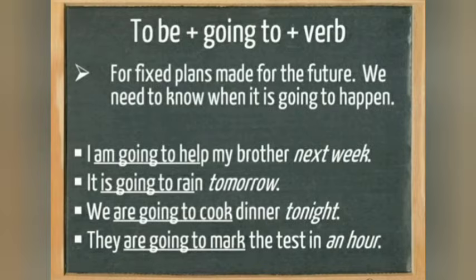We need to know when it is going to happen. So, the time referring words or phrases are important in the formation of these sentences. For examples, I am going to help my brother next week. It is going to rain tomorrow. We are going to cook dinner tonight. They are going to mark the test in an hour.